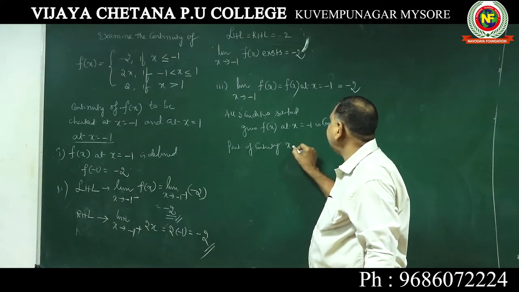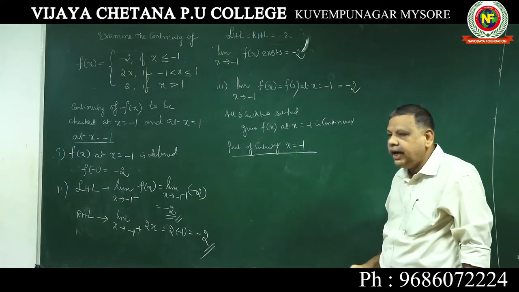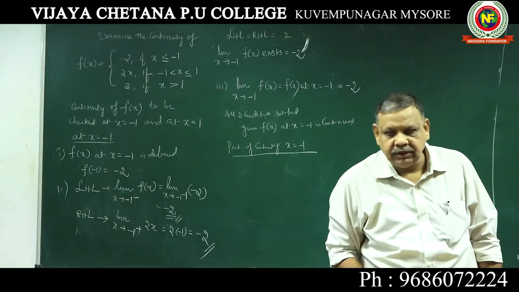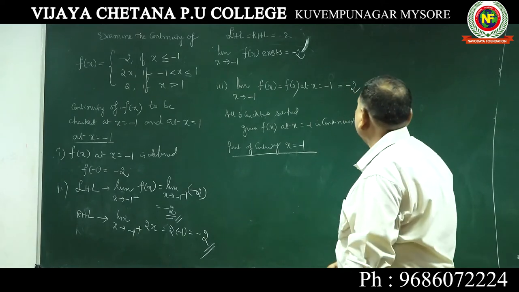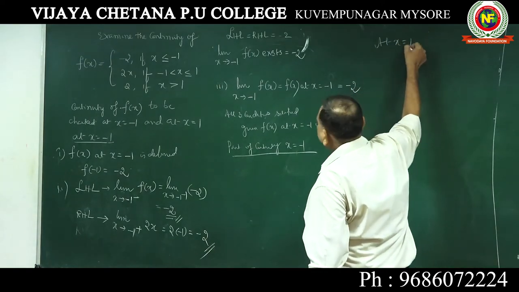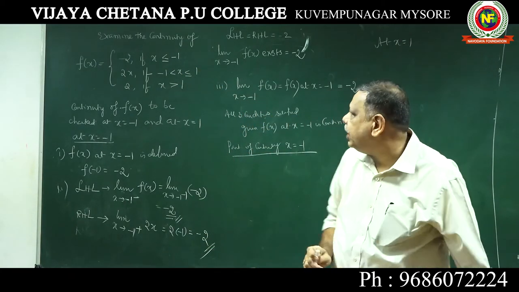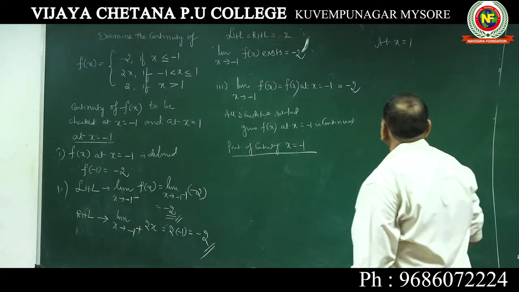The point of continuity is x equal to minus 1. So it is continuous at x equal to minus 1, and this is the point of continuity. Now let us discuss x equal to 1. Let us check whether it is continuous at x equal to 1.